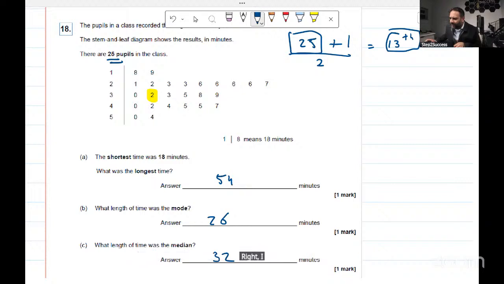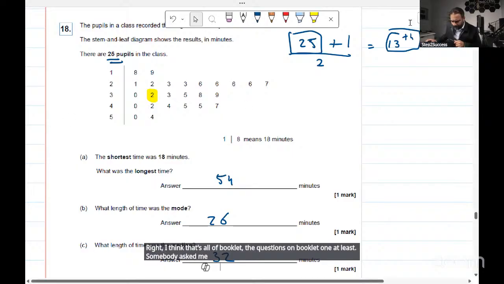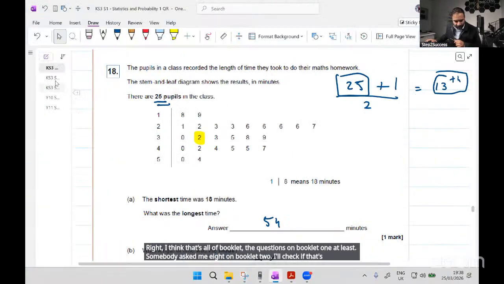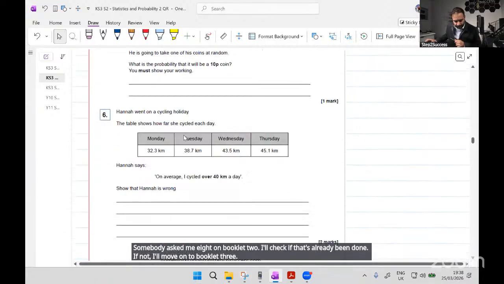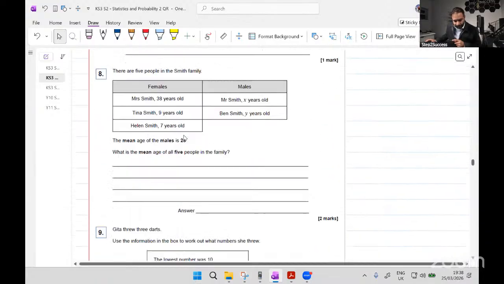Right, I think that's all of the questions on booklet one at least. Somebody asked me 8 on booklet 2. I'll check if that's already been done. If not, I'll move on to booklet 3. No, it has not been done.